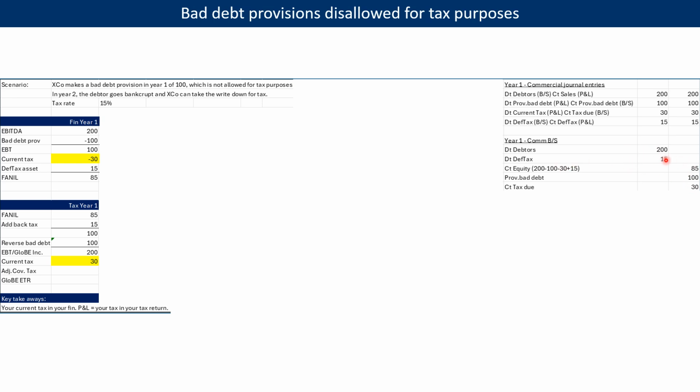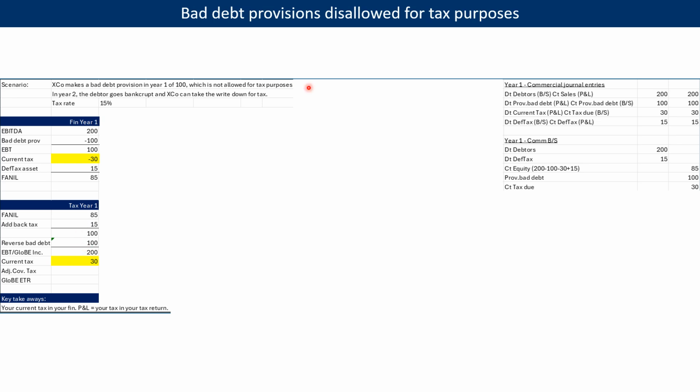And our equity is the 200 in sales minus the 100 for the bad debt provision minus the 30 for the current tax, but we also have plus 15 for the deferred taxes. And again, as we said, we calculate your current tax and you run that through your P&L, but you first calculate the current tax in your mock tax return.